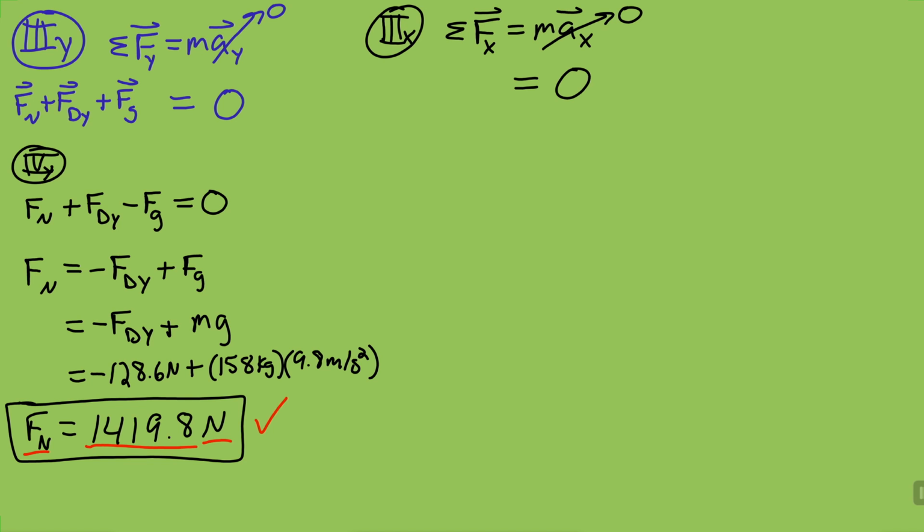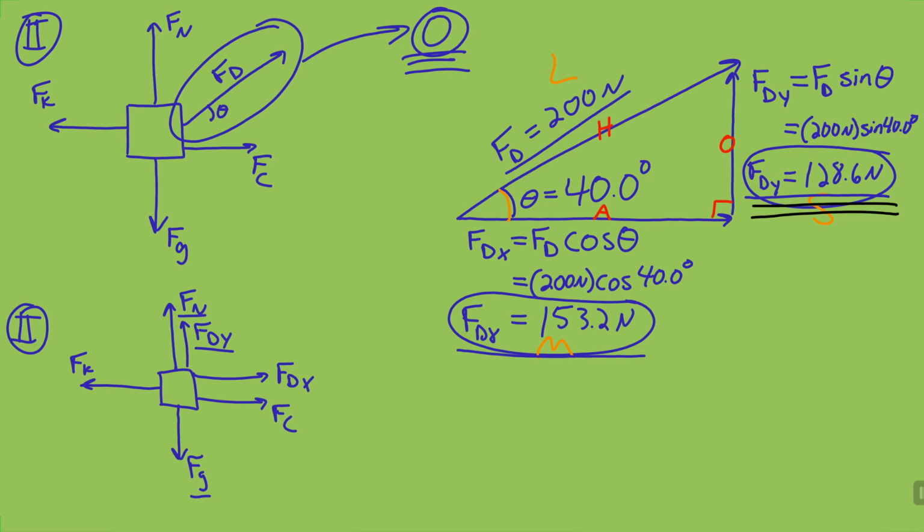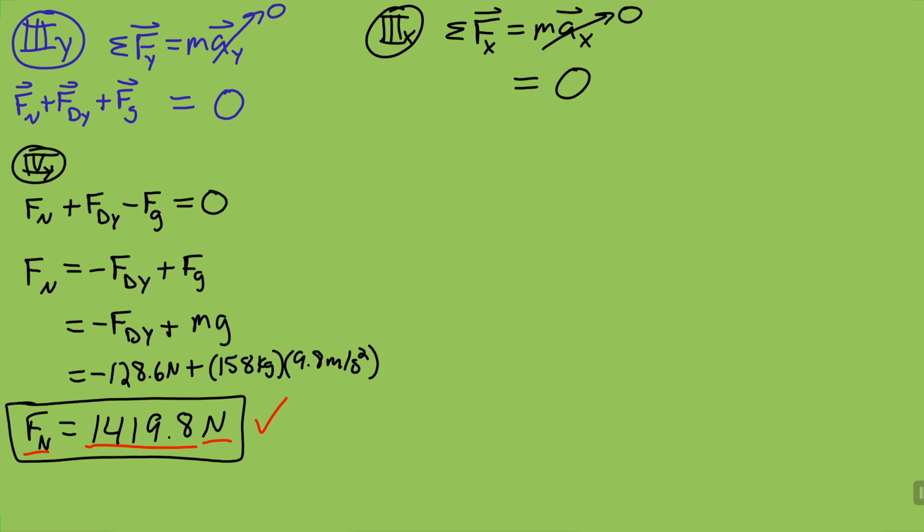So what's that going to be? Go back to your free body diagram, ignore your y forces, grab all of your x forces: F sub k, F sub dx, and F sub c. Put hats on all of those forces and plus them together. So that's going to give us F sub k with a hat, plus F sub dx with a hat, plus F sub c with a hat.